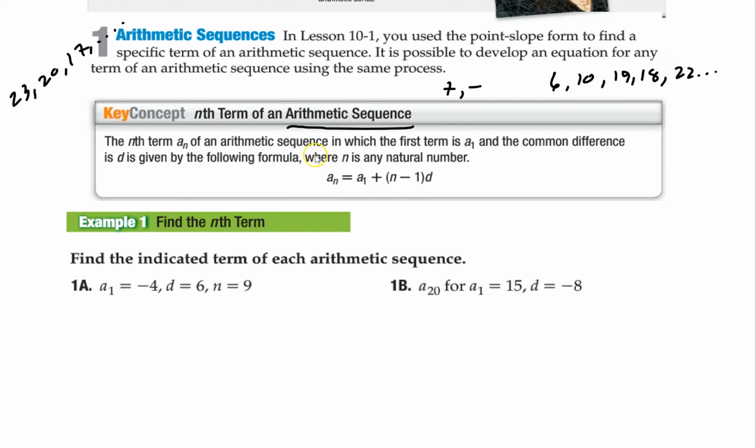So for an arithmetic sequence, to find a general formula for this, if I want to figure out what the 10th term is, I want to plug a number in and figure out the 10th term. We use this formula right here. And as always, I will give you that formula. You just have to know how to use it.